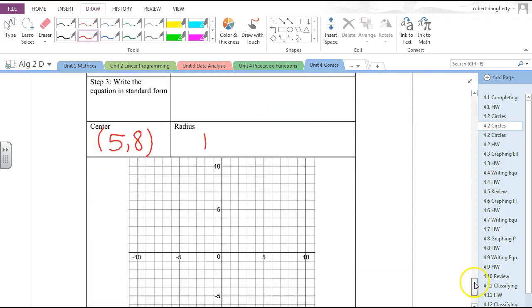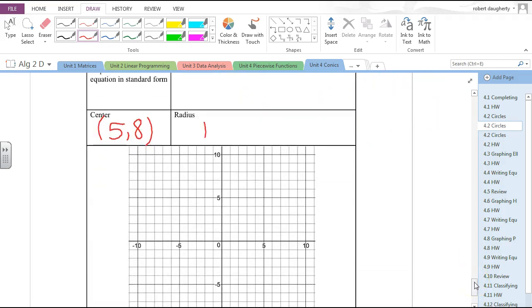So if I go and graph this, 5, 8 is right here. And this should be a pretty easy circle to graph. The radius is 1. So that means it goes through these points right here. And there we are. Okay. So that's it. It's about the same length as the lecture that I did here earlier.